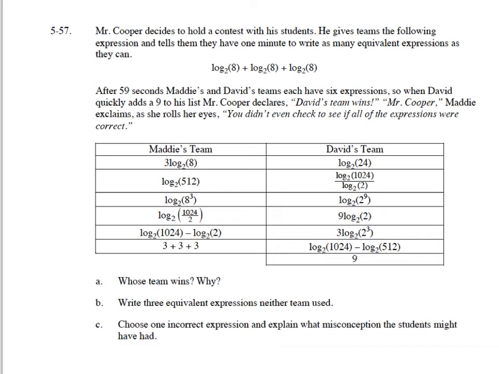Question number 57. Mr. Cooper decides to hold a contest with the students. He gives teams the following expression and tells them they have 1 minute to write as many equivalent expressions as they can. After 59 seconds, Maddie's and David's teams each have 6 expressions. So when David quickly adds 9 to his list, Mr. Cooper declares David's team wins. Mr. Cooper, Maddie exclaims as she rolls her eyes, you didn't even check to see if all the expressions were correct.